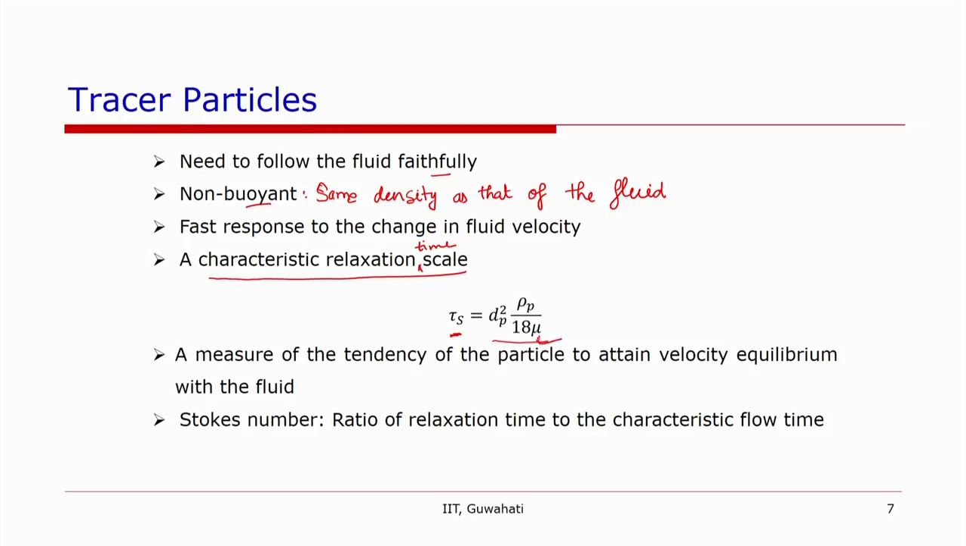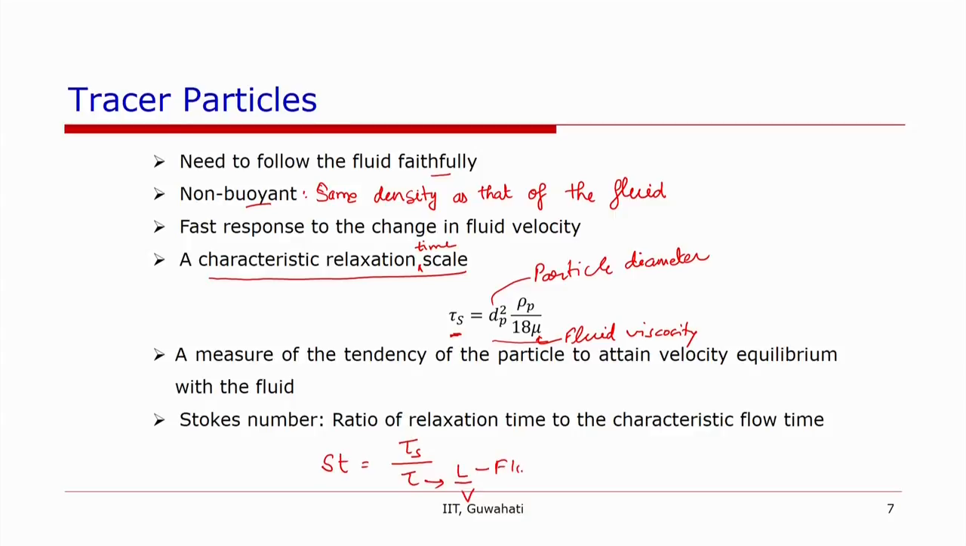Mu is the fluid viscosity, rho p is the particle density and dp is the particle diameter. So, this relaxation time is a measure of the tendency of the particle to attain velocity equilibrium within the fluid. Now, a non-dimensional number is defined, which is called the Stokes number, the ratio of the relaxation time to the time scale of the flow, which is the ratio of the flow length scale and the flow velocity scale.